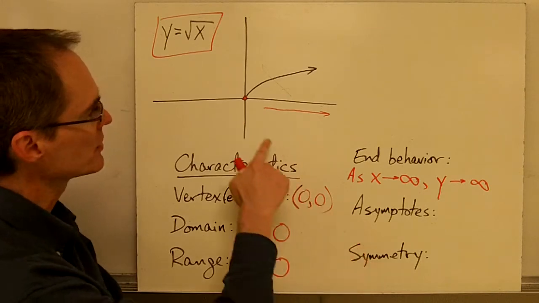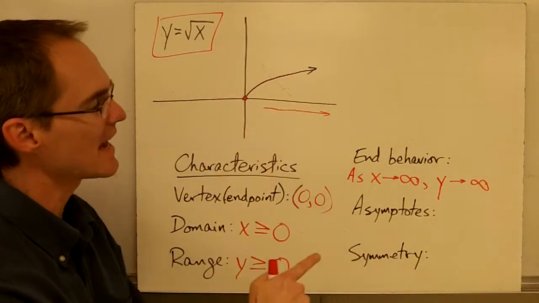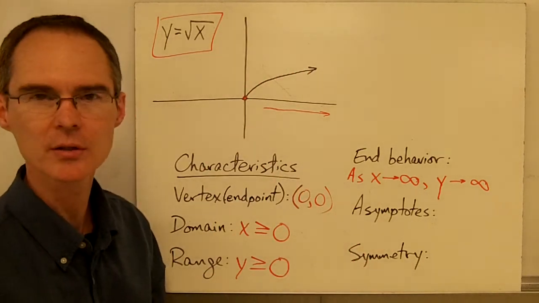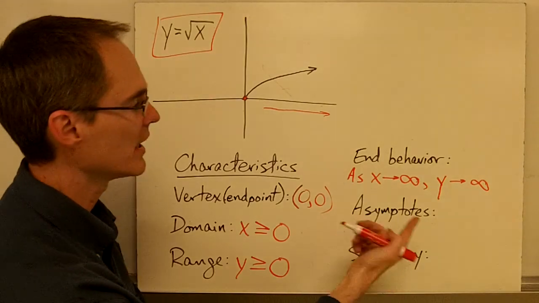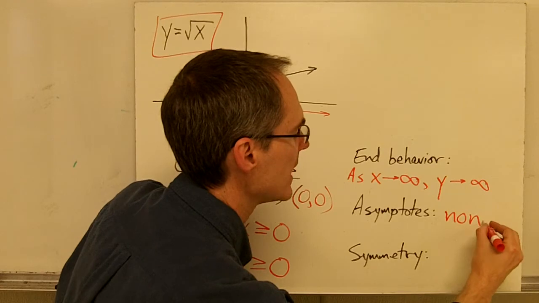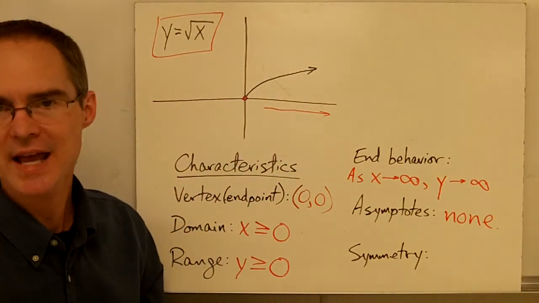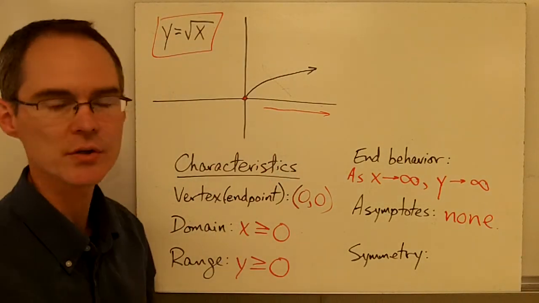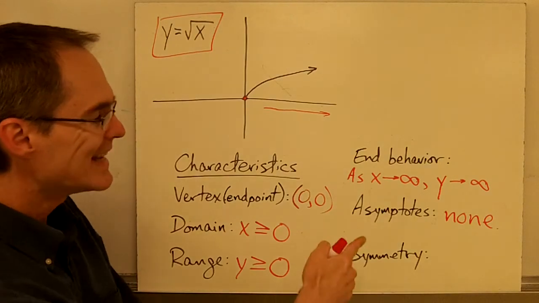Now, asymptotes. It turns out this function does not have any asymptotes. We're going to talk a little bit more about asymptotes later, but for now we're just going to note that this function does not have any asymptotes. Some functions have asymptotes and some don't, and this one does not have any asymptotes.